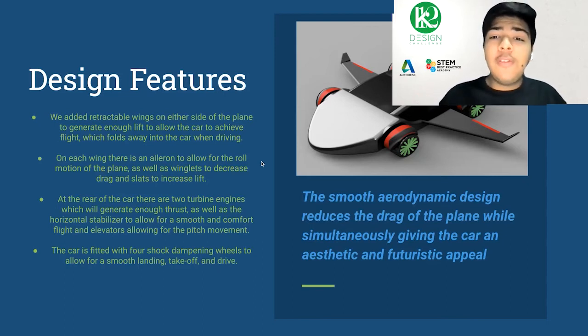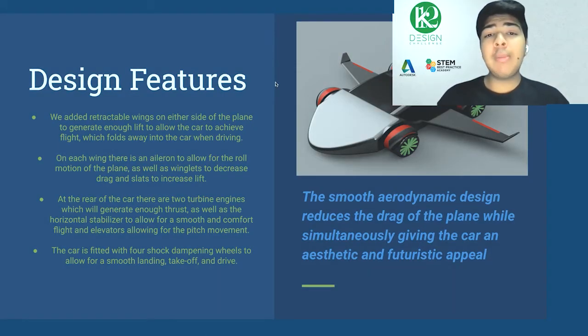The most innovative feature of this aircraft is the ability to be used both as a car and as a plane. Considering the importance that the wheels play in the driving of a car and the takeoff or landing of a plane, we had to utilize the optimal wheels to ensure that the car could effectively fulfill its functionality. To summarize, the smooth aerodynamic design reduces the drag of the plane due to the numerous technical features implemented, while the car also has an aesthetic and futuristic appeal to make it attractive for consumers. Now my teammate Kamrin will be elaborating on the engineering behind the design.